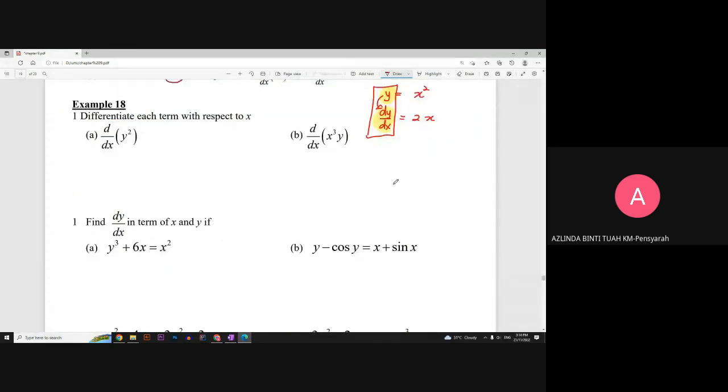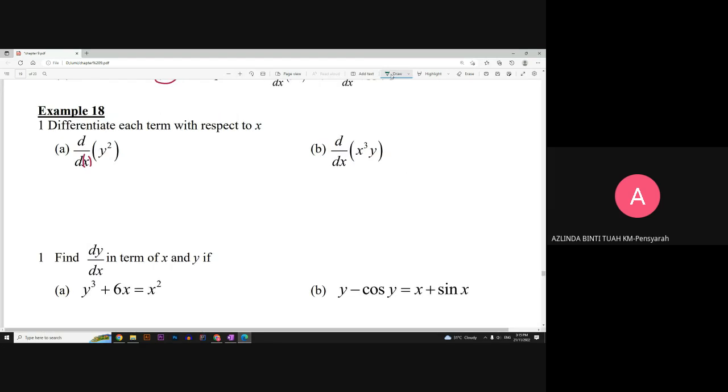So we start with example 18. Example 18a, we have differentiate y to the power of 2 with respect to x. As I mentioned, we cannot differentiate y when the question asks us to differentiate respect to x. So I have to apply the chain rule. So how do we form the chain rule? D per dx, sorry, dy.